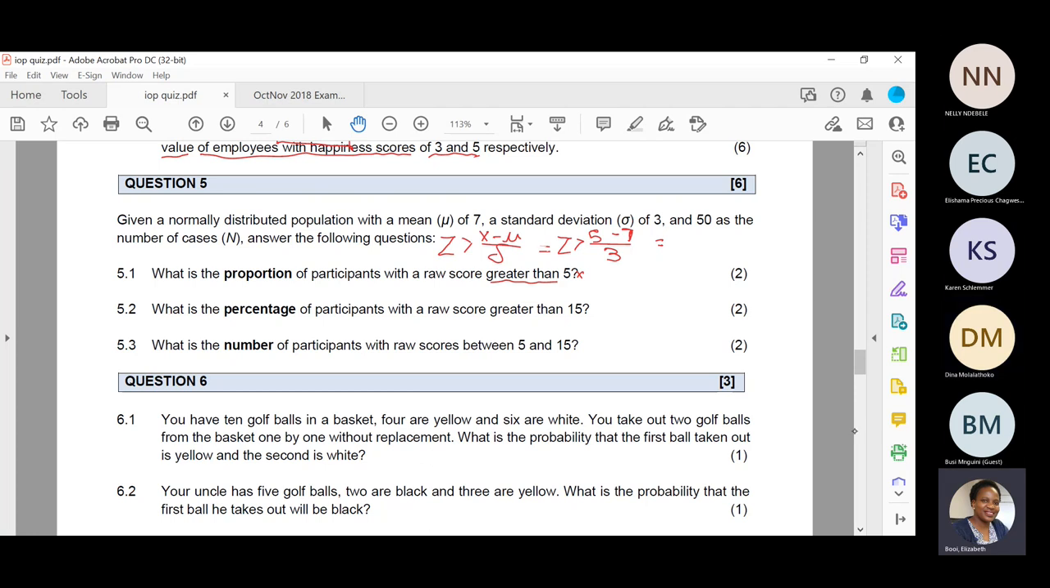I don't even know whether I must put the equal sign. There's no need for equal signs. So the answer we get is Z of 5 minus 7, which is minus 2, over 3. Divided by 3. Z of greater than, what is minus 2 over 3? I got 0.667. Okay, remember, you will need two decimals. So it will be 0.67.